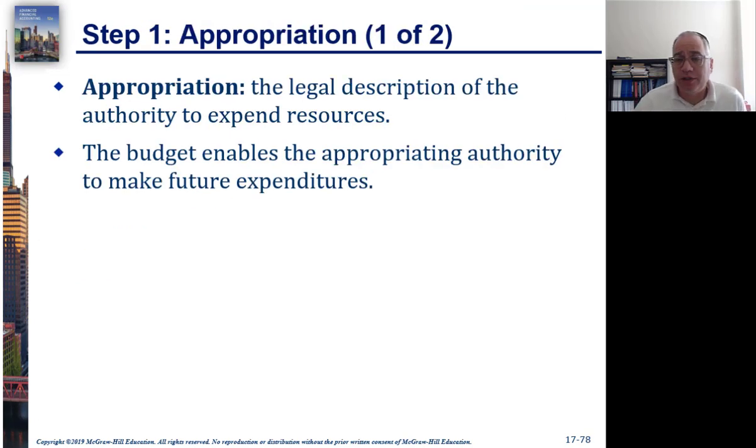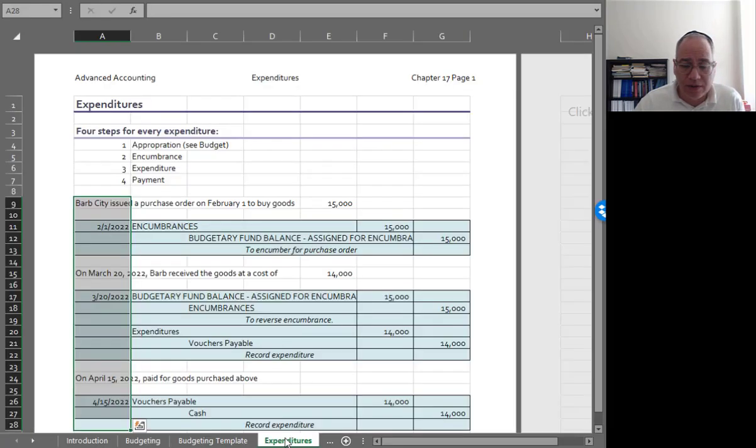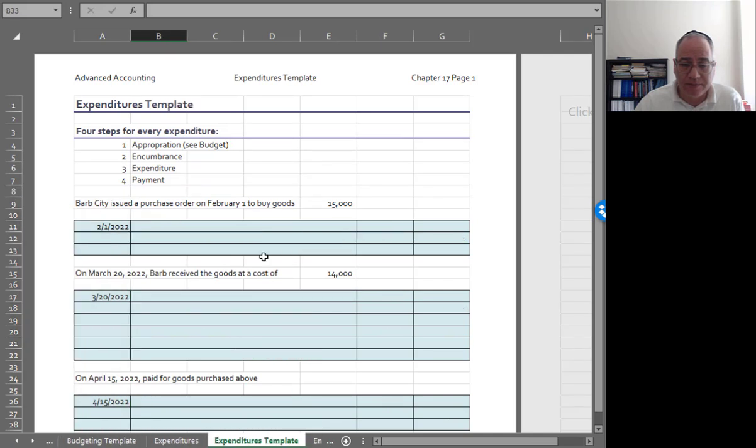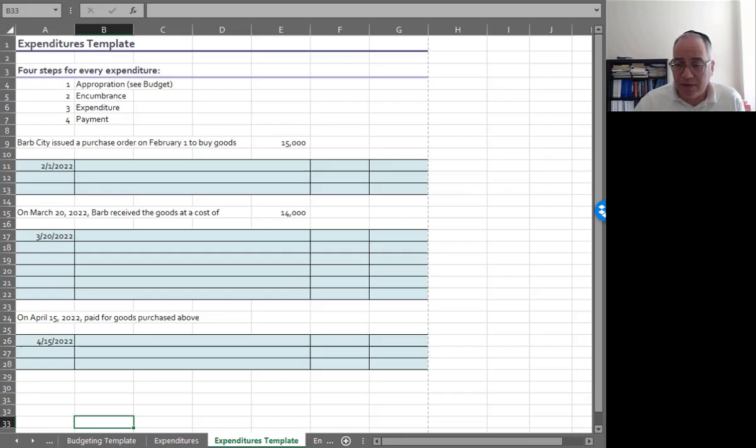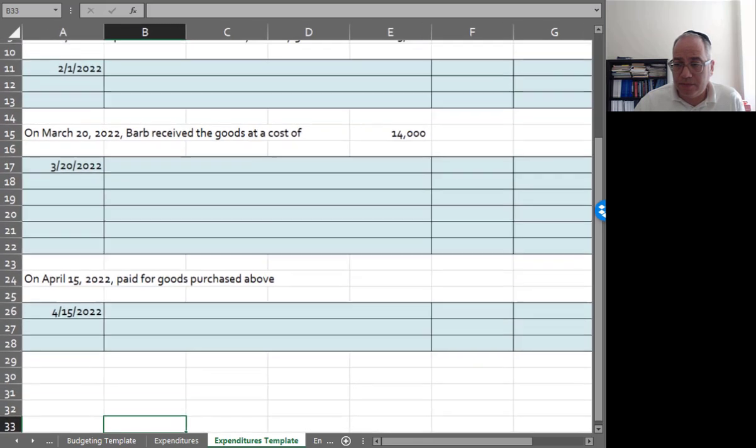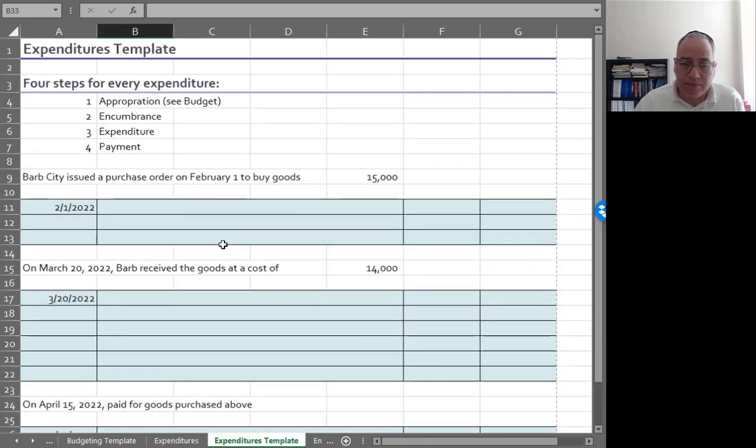So by appropriation, this would be when the budget would be a budgeted expenditure. Now, the budget says that you can spend this money, because you can't spend anything without authorization, without that appropriation. In the example here, we go to the expenditures template, and Barb City issues a purchase order on February 1st. Well, the appropriation we already did in the budget. So the next thing that we're going to do is the encumbrance.